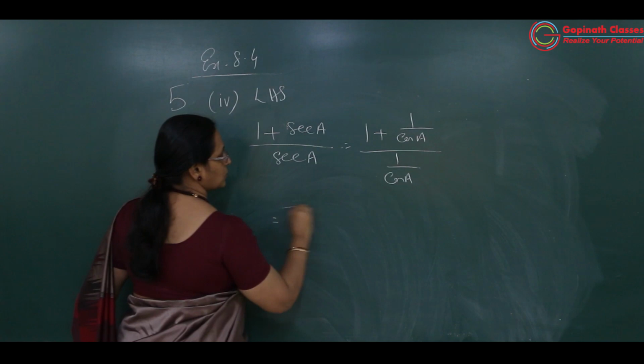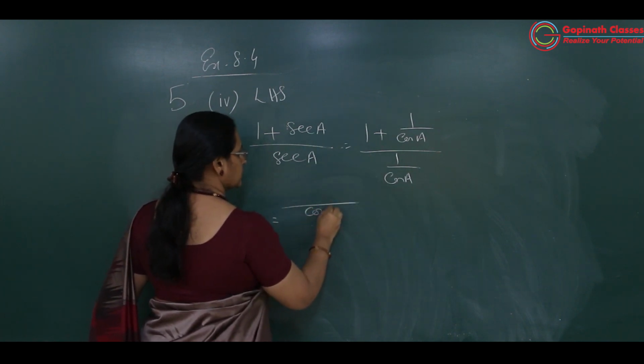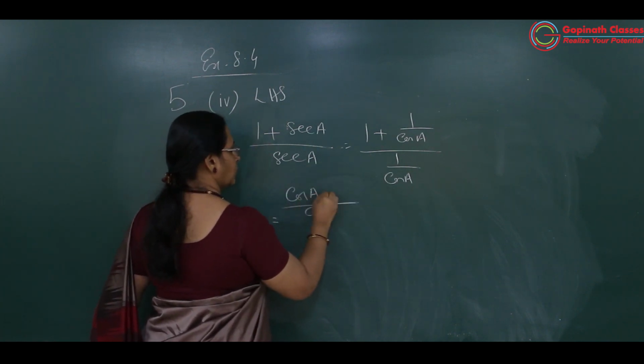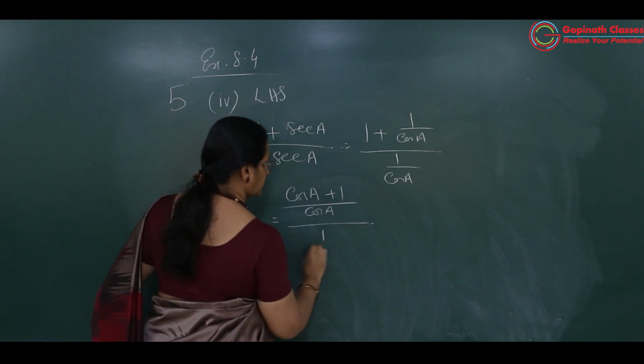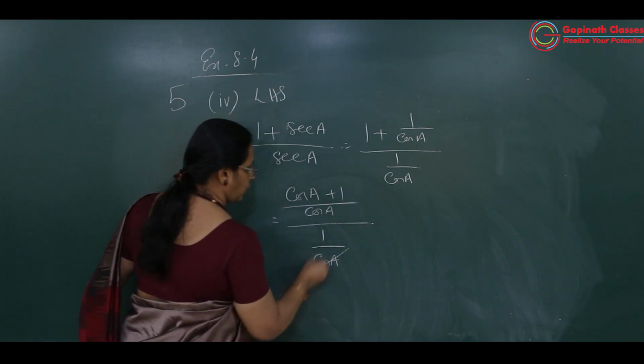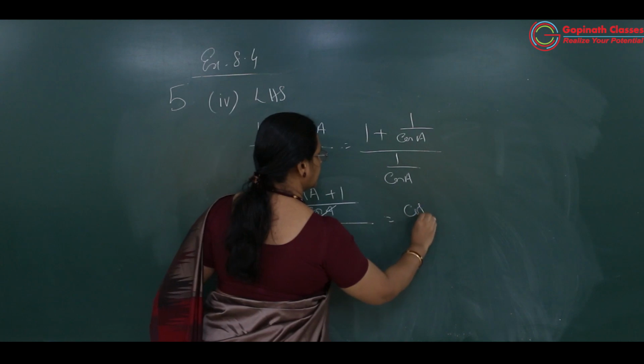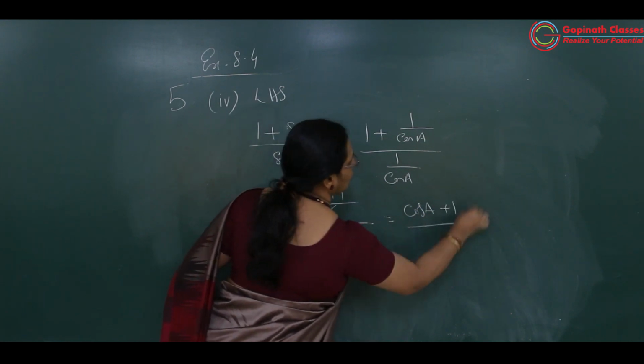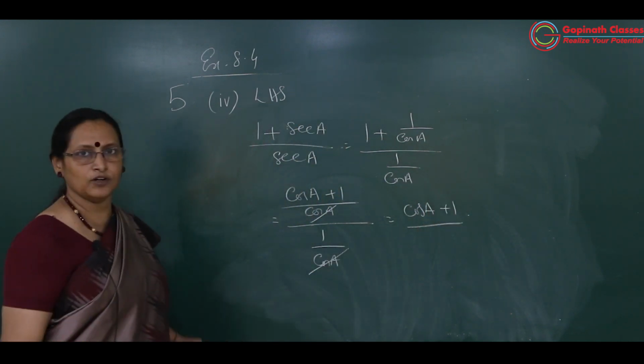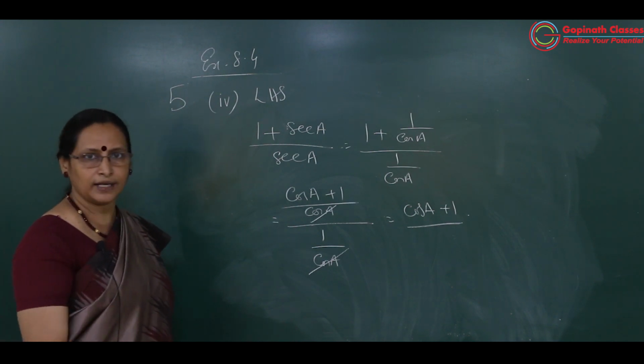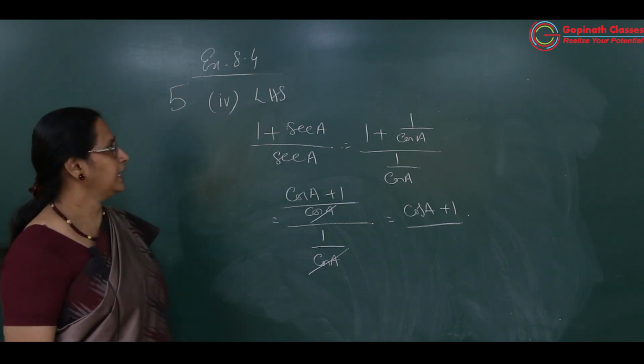I would surely go for the LCM there. On top you will get cos A plus 1 upon 1 by cos A. Cos A cancels, and I am getting cos A plus 1. Okay, got stuck there. Now you cannot go further because cos A plus 1 is the simplest form. So let's keep that as the LHS.